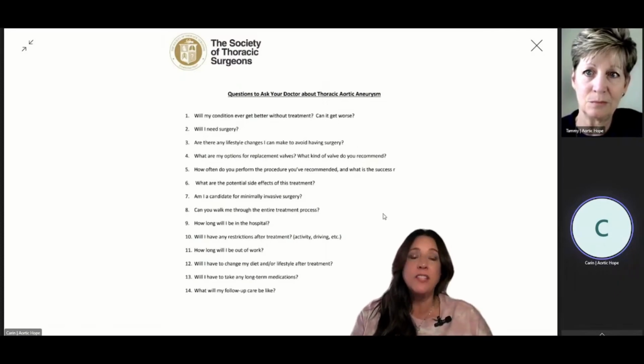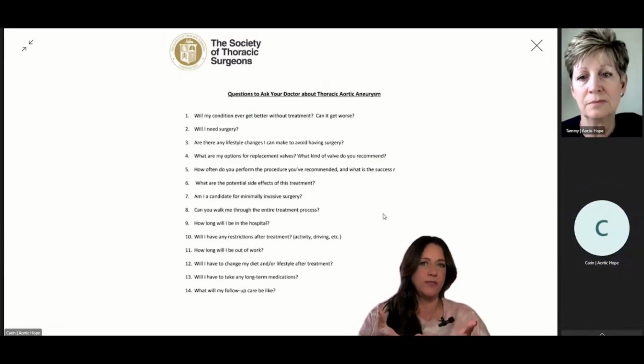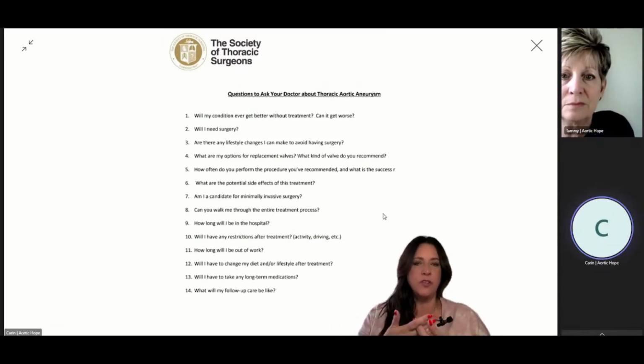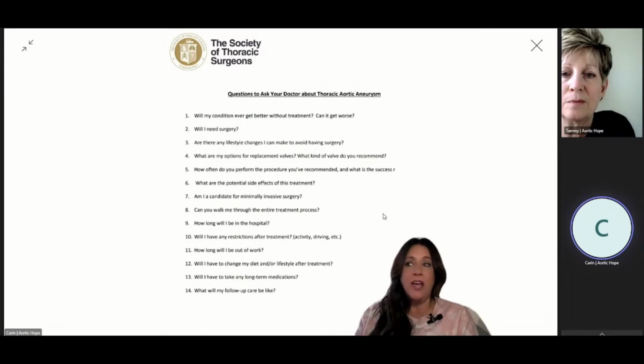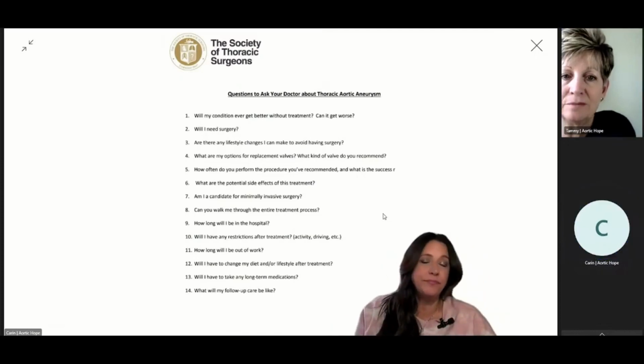Are there any lifestyle changes that you can make to avoid surgery? Well, we all know that aneurysms don't shrink. So when people ask this question in the community, you can only control what you can control, and that is following the doctor's orders, following any restrictions, eating with better common sense, no straining. I never tell people no lifting because I don't know what their restrictions are, but no straining, right?